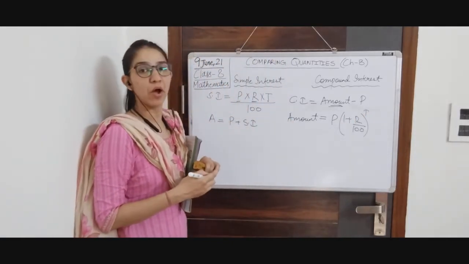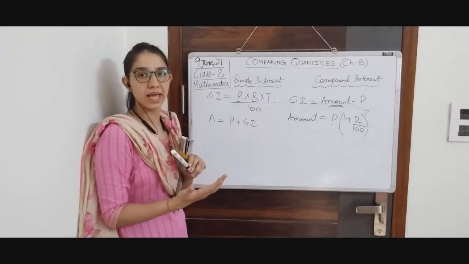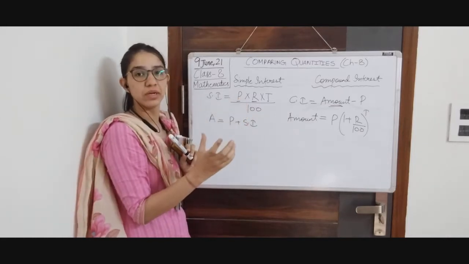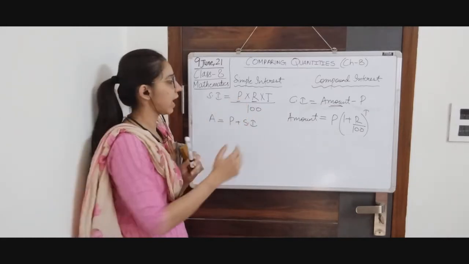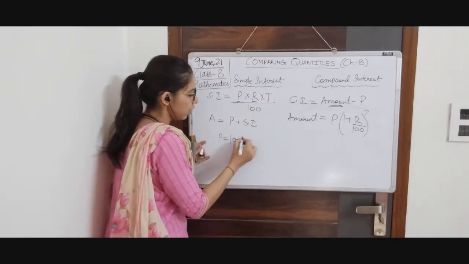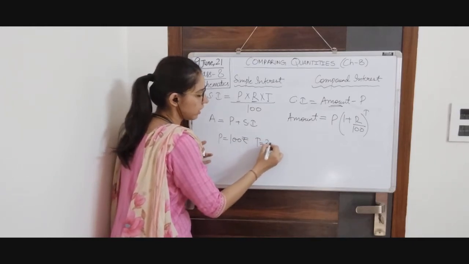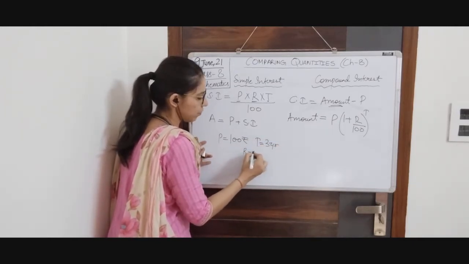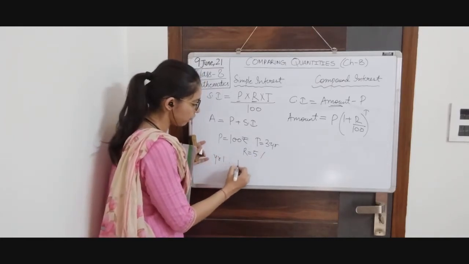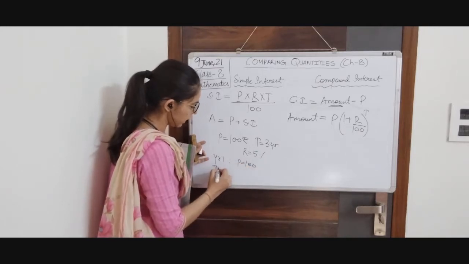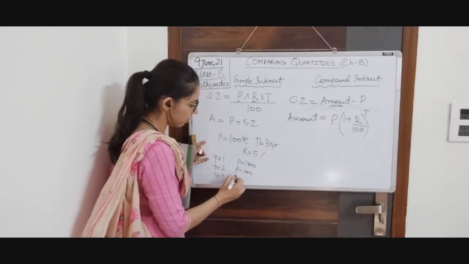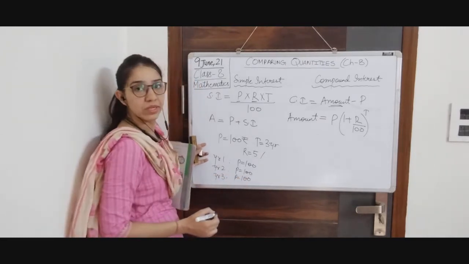Simple interest and compound interest are different in the sense that in simple interest the principal for each year will remain the same. Suppose we are depositing rupees 100 for 3 years at some rate, suppose 5%. Then for year 1 we will have principal as 100 rupees. For year 2 we will have principal as 100 rupees. For year 3 also we will have principal as 100 rupees.